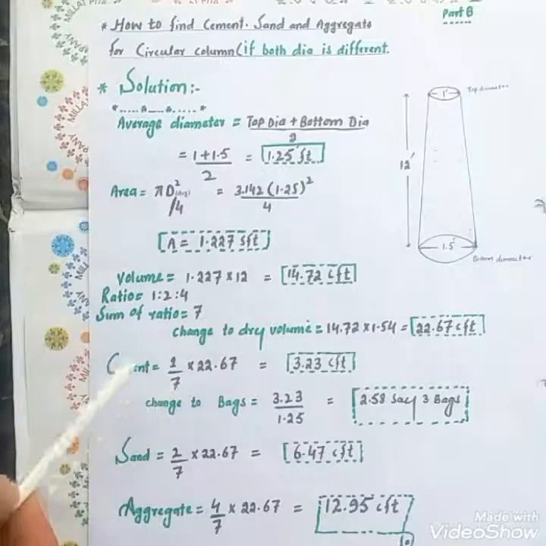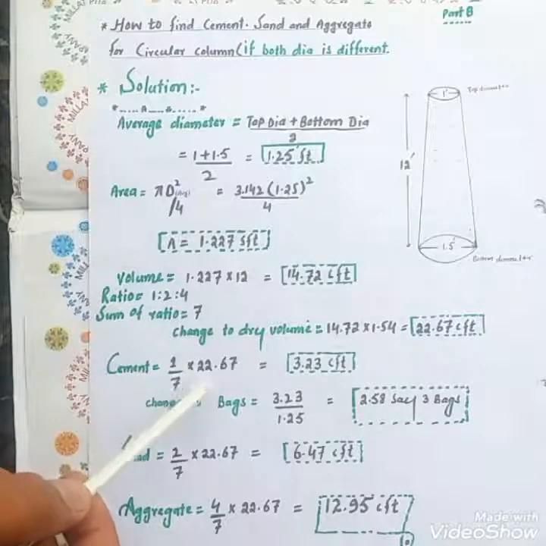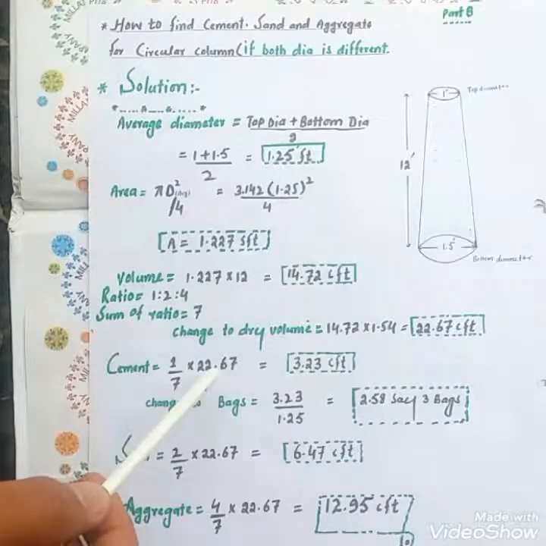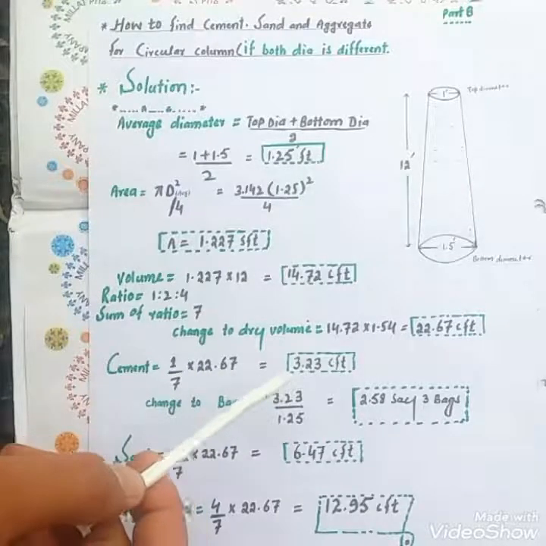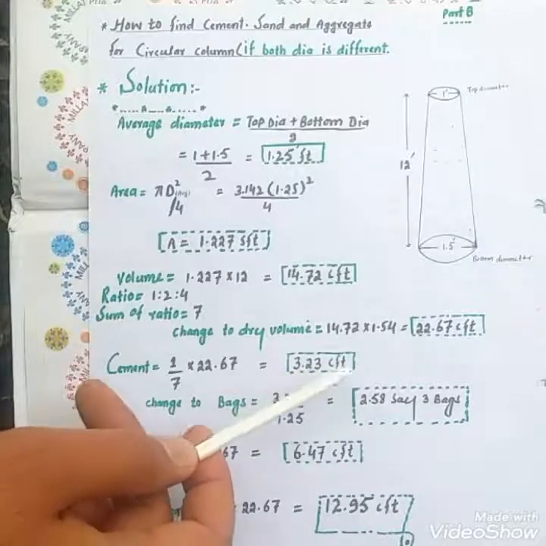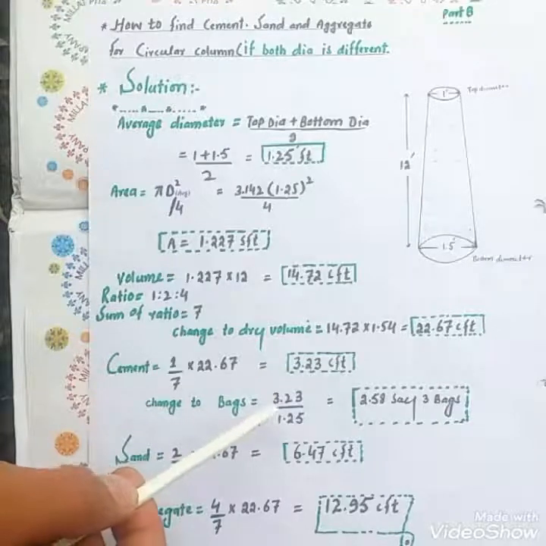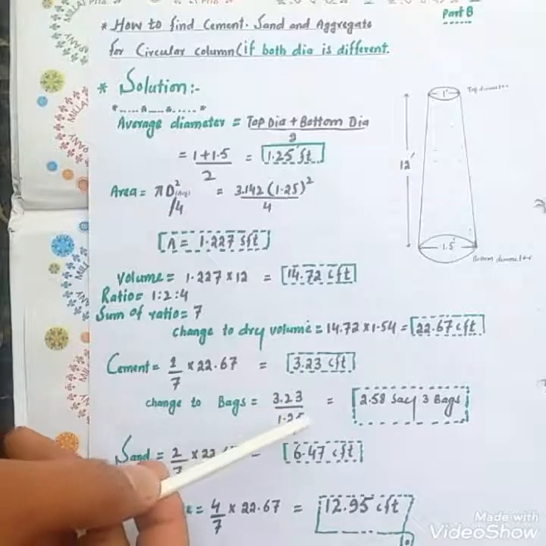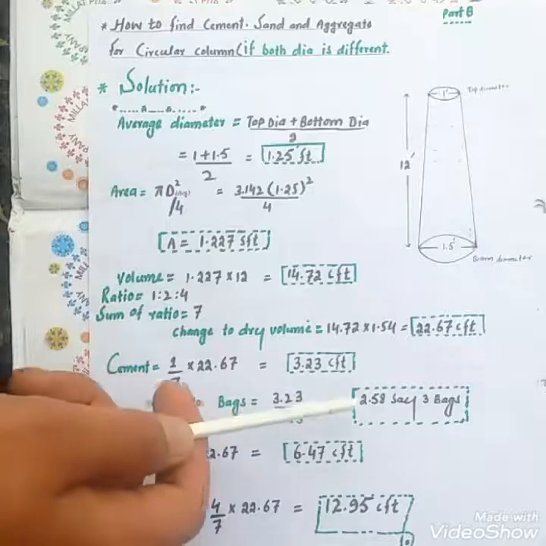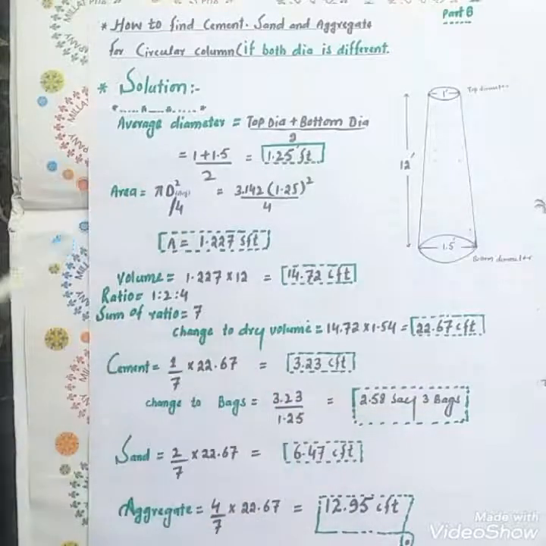Now find cement. The formula is ratio of cement divided by sum of ratio multiplied by dry volume of concrete. Cement needed is 3.23 cubic feet. Now we change this volume to bags. 3.23 divided by 1.25 equals 2.58, say 3 bags.